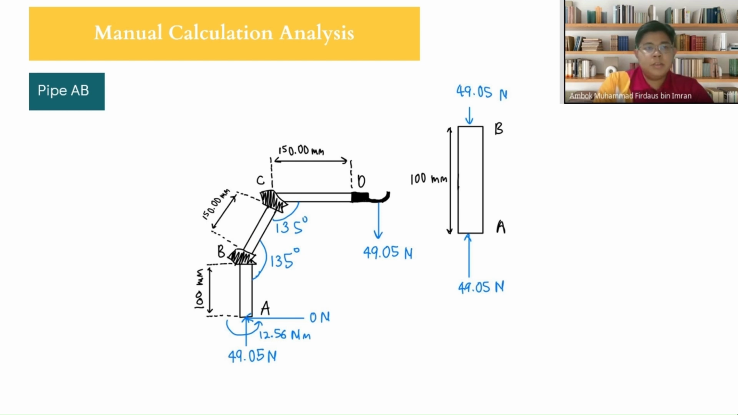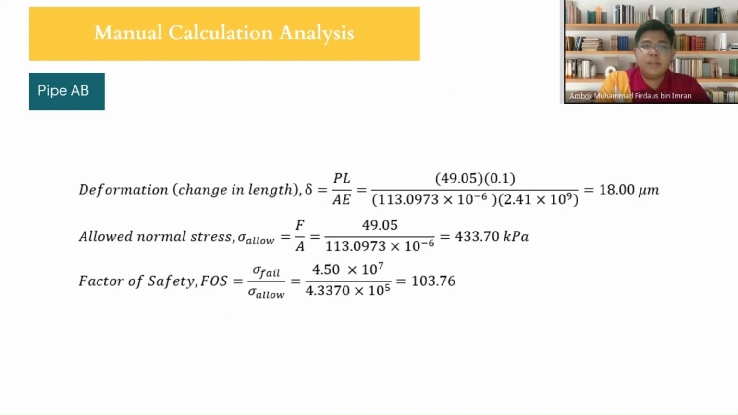Now, moving on to the free body diagram. After I've taken off member AB from the overall free body diagram, I've determined that there is a normal force acting on it, which is 49.05 Newton. As I know this, it is quite easy for me to calculate the deformation, which turns out to be 18 micrometer, and the allowed normal stress, which is 433.70 kilopascal, and also the factor of safety, which turns out to be 103.76.